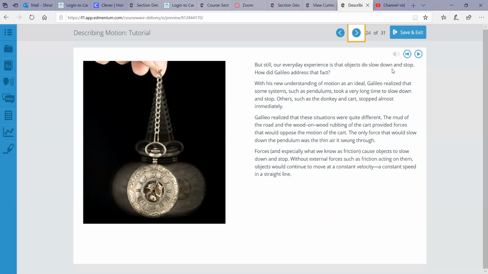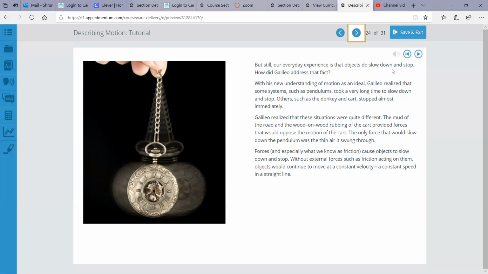But still, in our everyday life, objects do slow down and stop. And how did Galileo address that? So, with his new understanding of motion as an ideal, meaning in a perfect world, Galileo realized that some systems, such as a pendulum, took a very long time to slow down and stop. Others, such as a donkey and cart, stopped almost immediately. So he noticed that these situations were different.